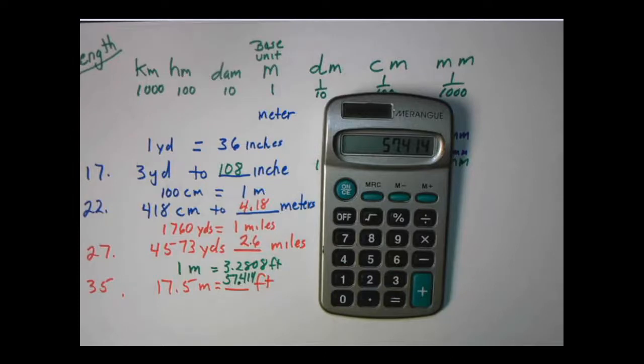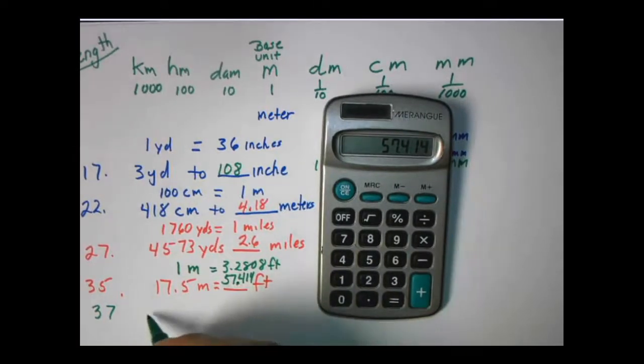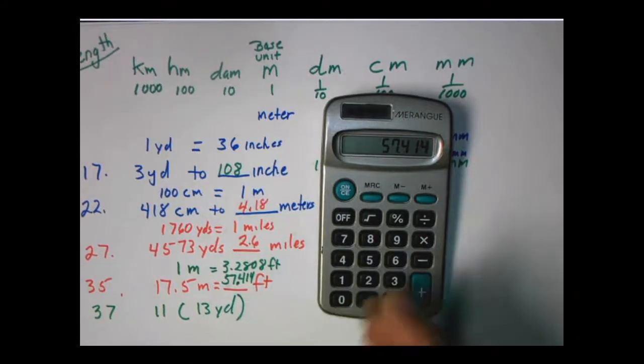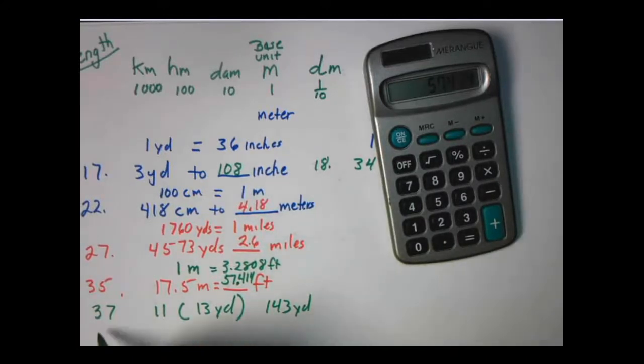Objective number 3, it just says perform the indicated operation. So number 37 has 11 times 13 yards. It's just simply straight multiplication. Okay, so 11 times 13 is going to be 143, and it's just yards. I just have 11 groups of 13 yards.